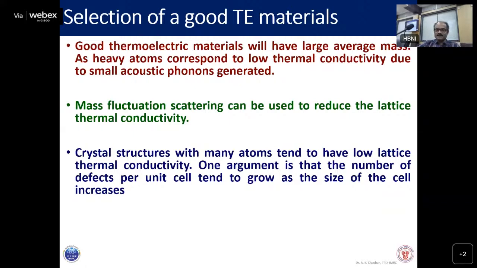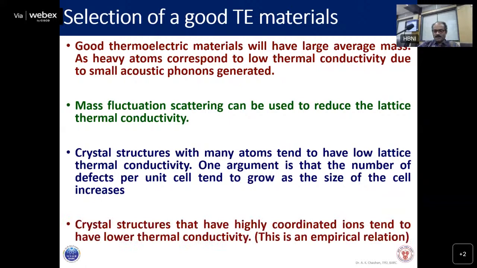Crystal structures with many atoms tend to have low lattice thermal conductivity. One argument is that the number of defects per unit tends to grow as the size of the cell increases. The bigger the size of the cell, the more the number of defects will increase. A crystal structure that has highly coordinated ions tends to have lower thermal conductivity, and that is an empirical relation.